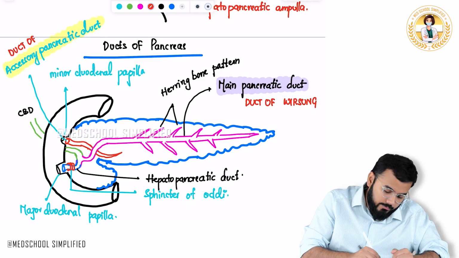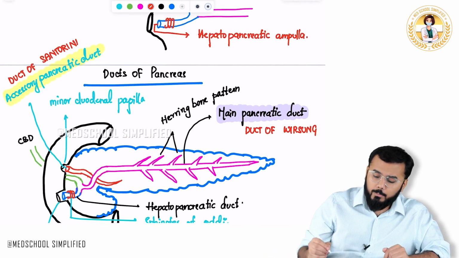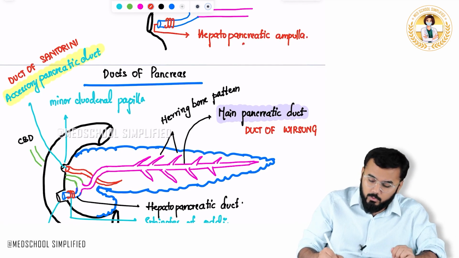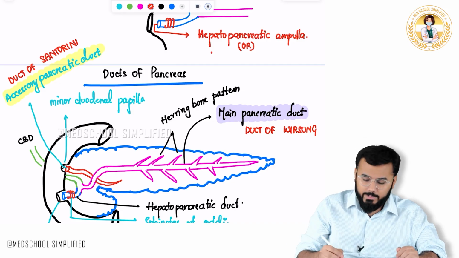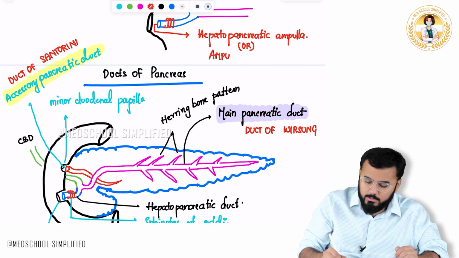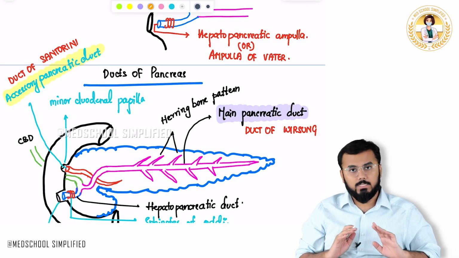What is this called? Duct of Santorini. In the same way, this opening or hepatopancreatic ampulla, whatever I told you, is also given another name called the Ampulla of Vater. So there are quite many important things that we have to discuss here, guys.